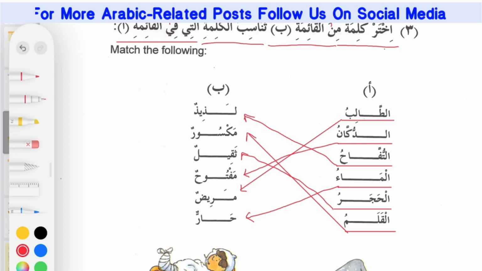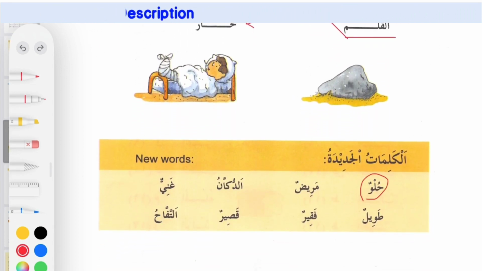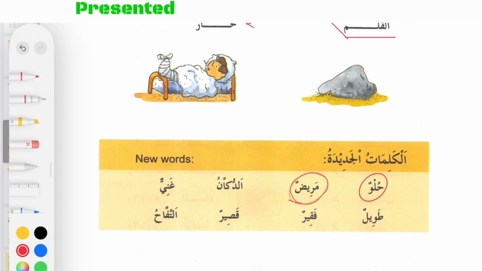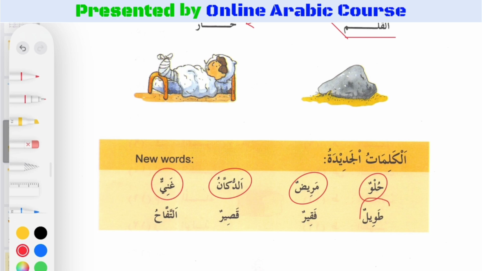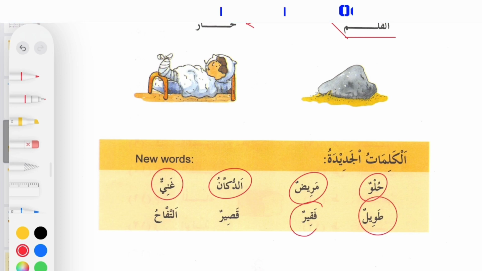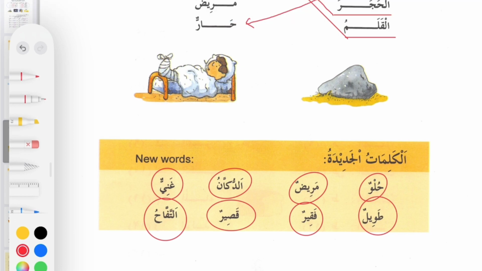Al-qalam maksur. And now the new words of this portion. Hulw, sweet. Marid, sick. Ad-dukkan, the shop. Ghani, rich. Tawil, tall. Faqir, poor. Qasir, short. At-tuffah, the apple.